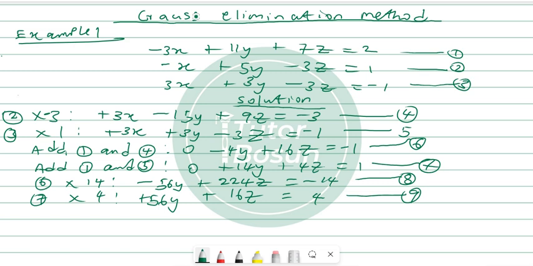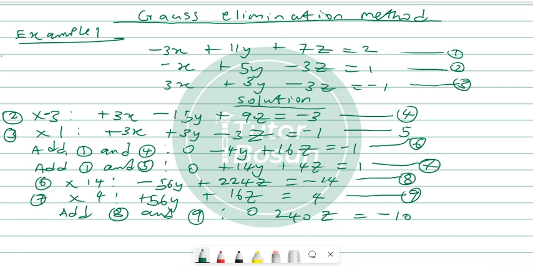So we can now see we can easily eliminate y. How do you eliminate y? You add equation 8 and 9. Adding equation 8 and 9, this becomes 0. And if you add 224 and 16, what do you have? We have 240z. And if you add minus 14 plus 4, you are left with minus 10.